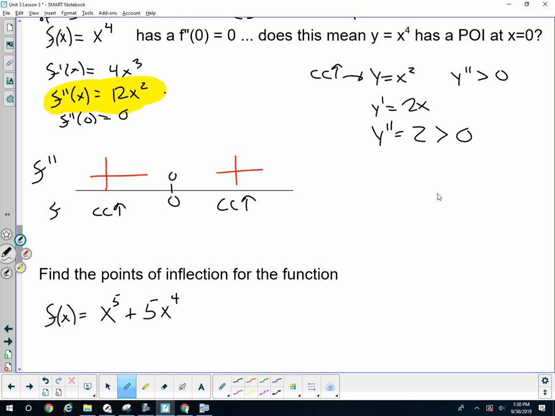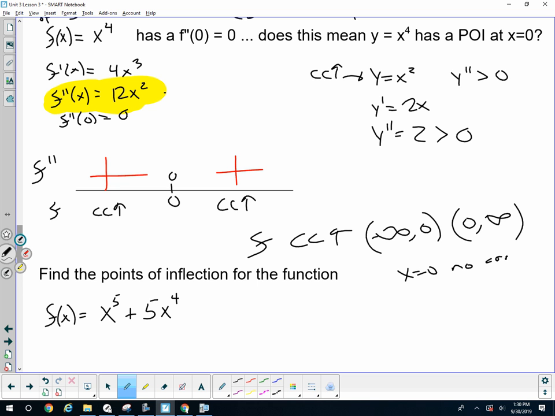I would say for f of x equals x to the fourth, f is concave up from negative infinity to 0 and from 0 to infinity, but I would not include 0. At x equals 0, we have no concavity, but it's not a point of inflection. Okay? You will see that happening as well for x to the fifth plus 5x to the fourth. There will be a location that ends up not being a point of inflection, even though the second derivative will equal 0. Go ahead and do the sign analysis for x to the fifth plus 5x to the fourth.